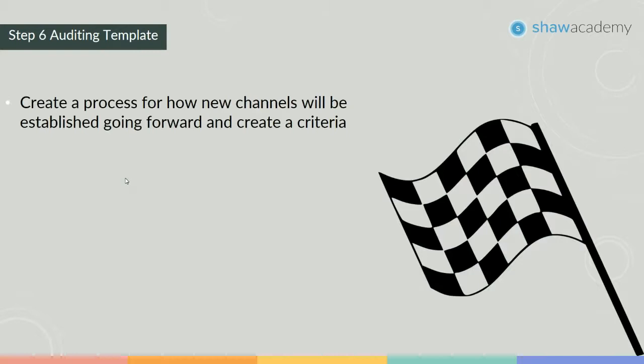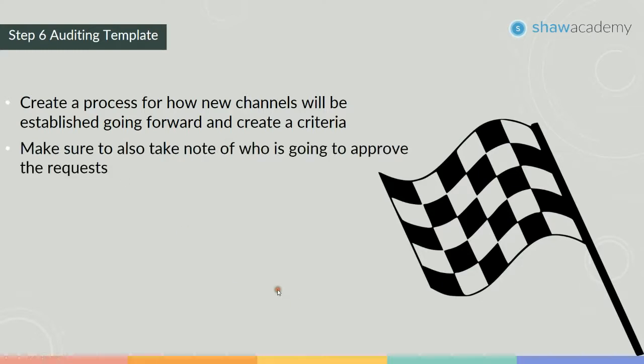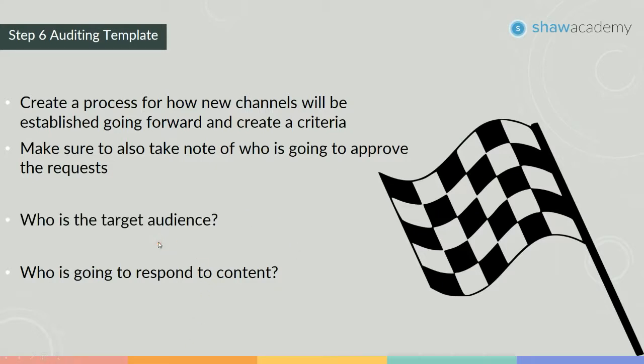So at the end, create a process for how new channels will be established going forward, and create criteria. It means you have to take note of who is going to approve the request and who is going to respond to the content, because every co-worker has to work in the best way possible on a specific topic. Also, who is the target audience? Make sure you know your target audience. That's really important. Tailoring your approach is the best way to work.